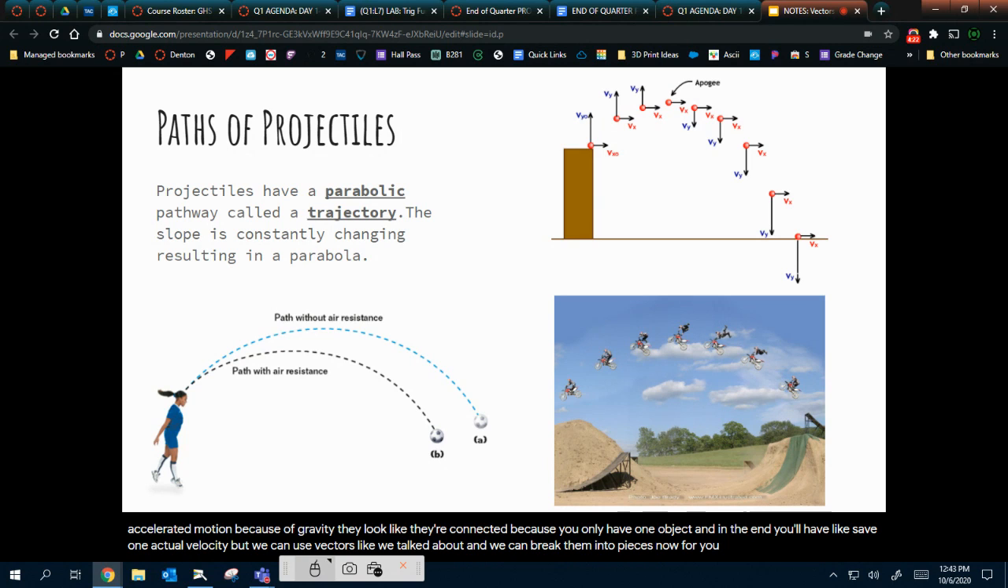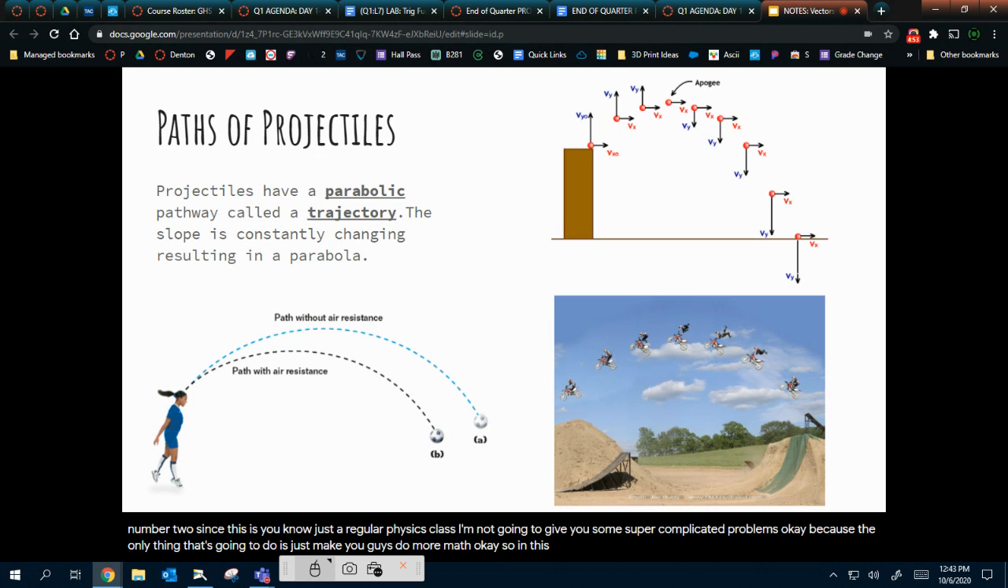Now for you guys, I want you to understand, number one, that you have everything you need already to do projectiles, as complicated as they could ever possibly be. But number two, since this is just a regular physics class, I'm not going to give you super complicated problems, because the only thing that's going to do is make you do more math, okay?